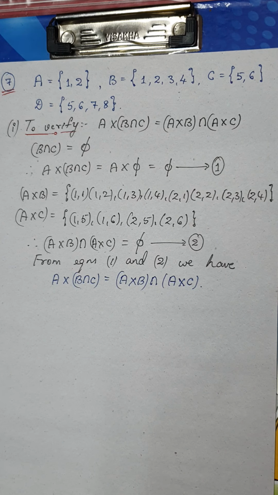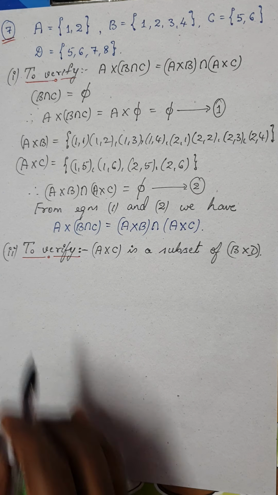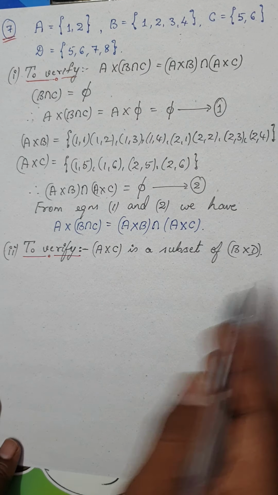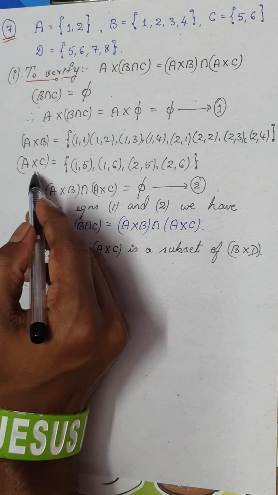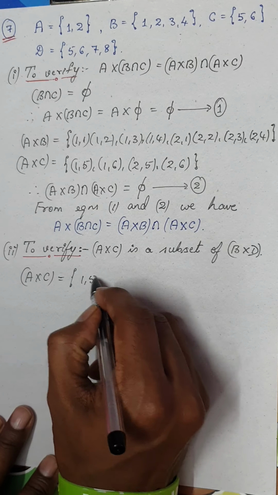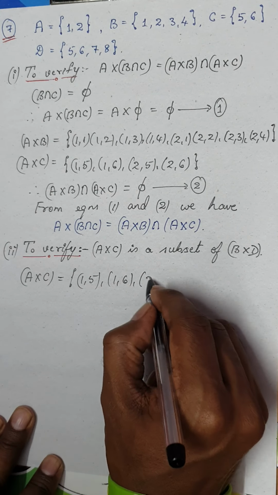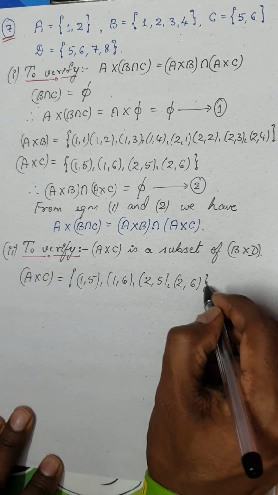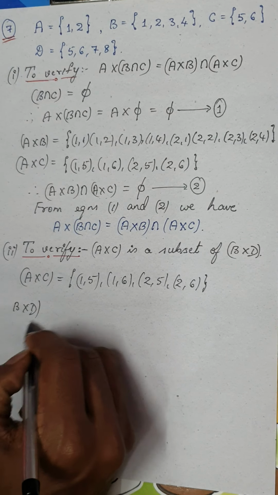Okay, in the same question I have a second sub question. The second thing I have to verify is that A cross C is a subset of B cross D. Let's start. A cross C, we have already found out, so it is ready: 1, 5, 1, 6, 2, 5, 2, 6. Now let me go for B cross D.